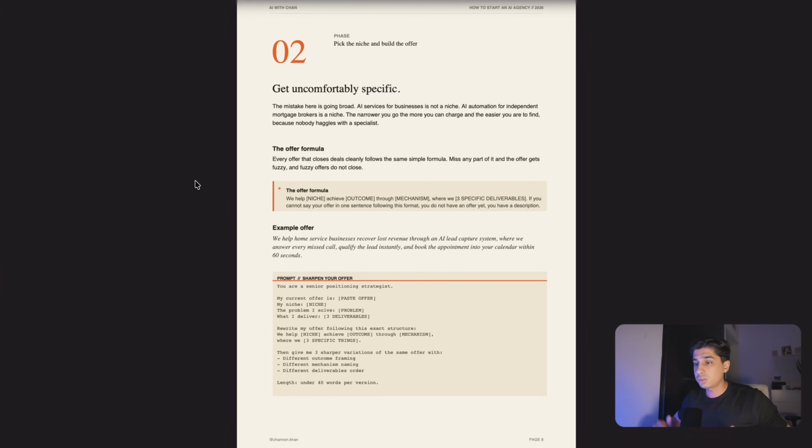Now, phase 2 is pick the niche and build the offer. You need to get uncomfortably specific in phase 2, specifically when it comes to picking your niche and your offer. The mistake here is a lot of people go too broad. Like I've mentioned before, an AI for everything just never works. AI for services is not a niche. What is a niche is AI automations for independent mortgage brokers. You see the difference there? That is a specific niche.